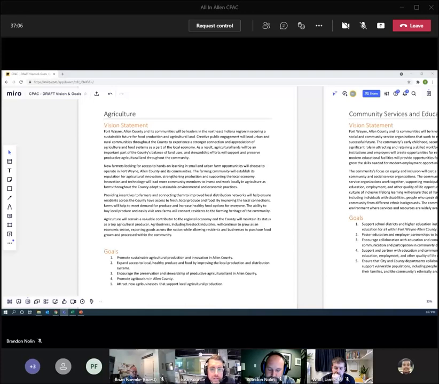Goals for this one are 1, to promote sustainable agricultural production and innovation in Allen County. 2, expand access to local healthy produce and food by improving the local production and distribution systems. 3, encourage the preservation and stewardship of productive agricultural land in Allen County. 4, to promote agritourism in Allen County. And 5, attract new agribusinesses that support local agricultural production.